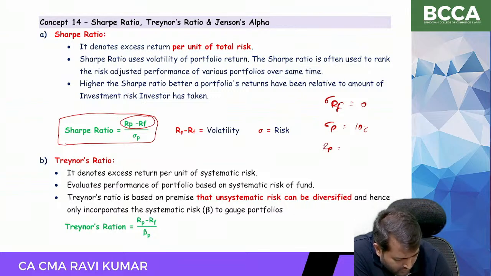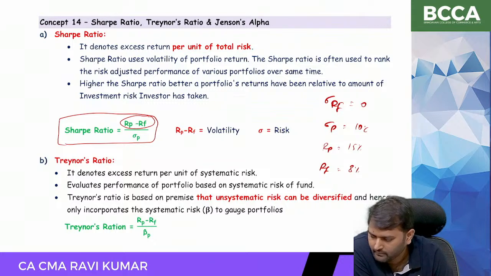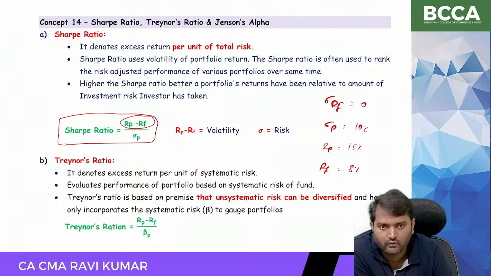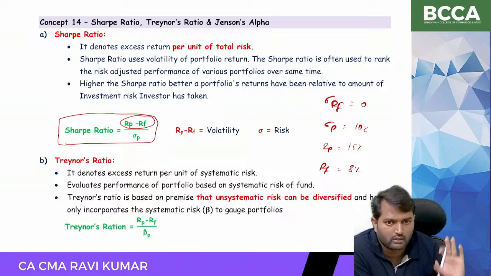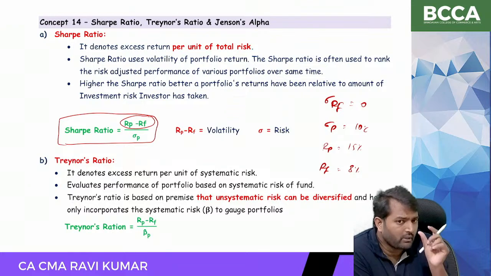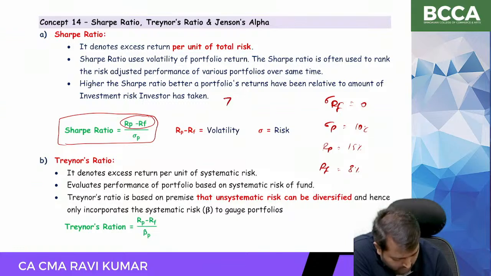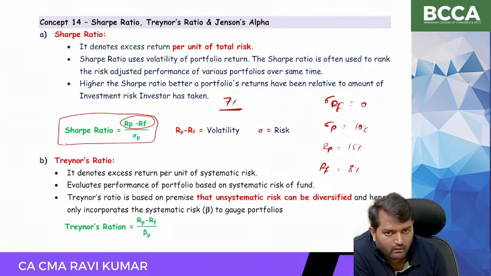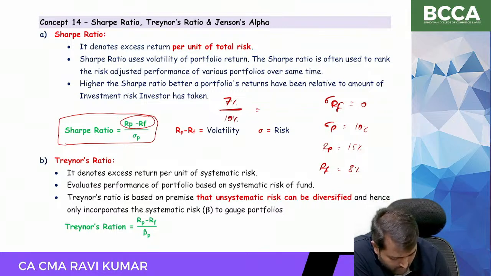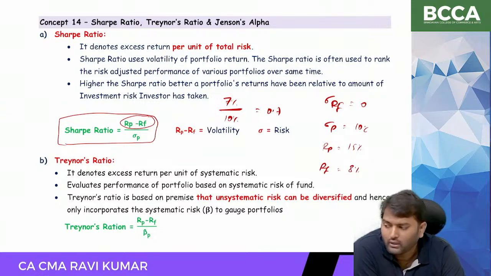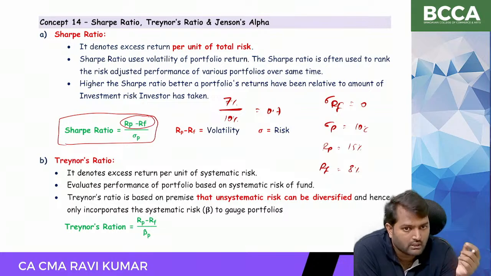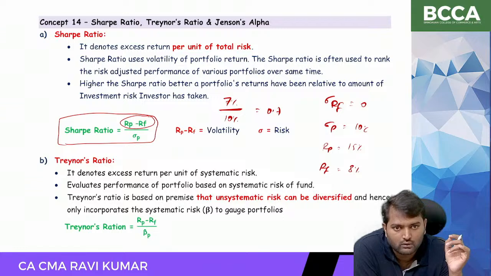Next, RP is equal to 15% and RF is equal to 8%. Risk-free rate is 8%. What does it indicate? Without taking any risk, we are able to earn 8% return. By taking 10% standard risk, we are able to earn 15%. How much excess are we earning? Excess we are earning is 7%. Yes or no? 7 divided by 10%, you will get 0.7. This is the ratio. What does it indicate? For every 1% extra risk, you are getting an excess return of 0.7.